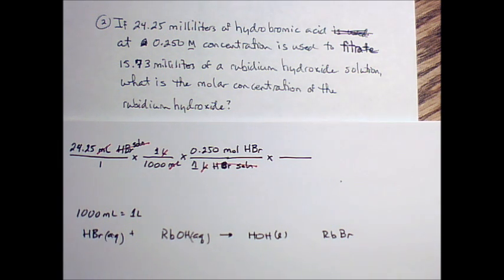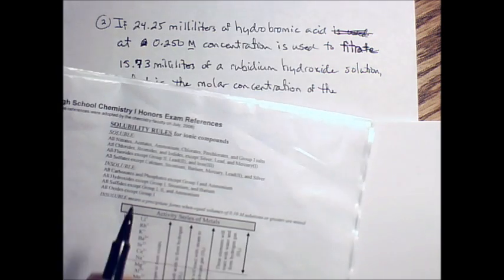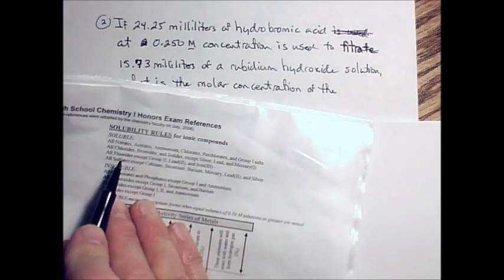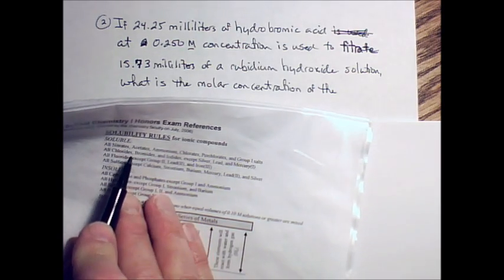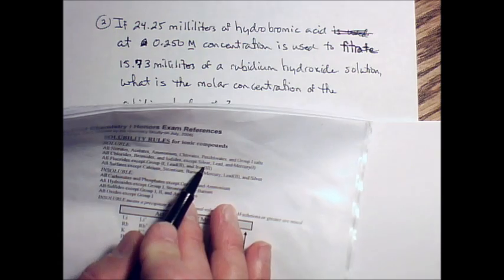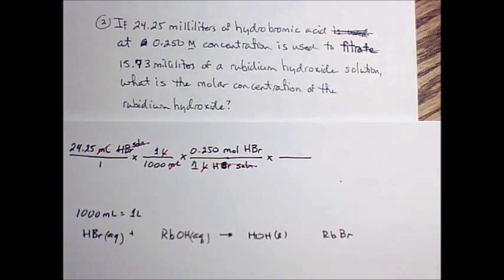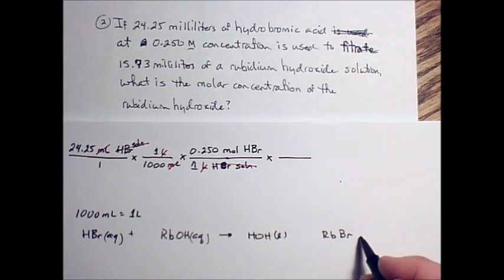If you look it up on your solubility rules, this is really the only one you might have to look up. You can use the solubility rules to help out, but that's the one you kind of have to look up if you haven't memorized them, and that's not required in this class. Bromides are listed right here under soluble. Exceptions are silver, lead, and mercury, and this is rubidium, so it's not an exception. So this is going to be aqueous.